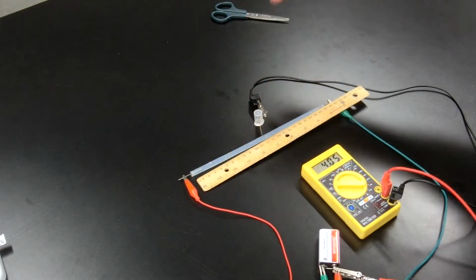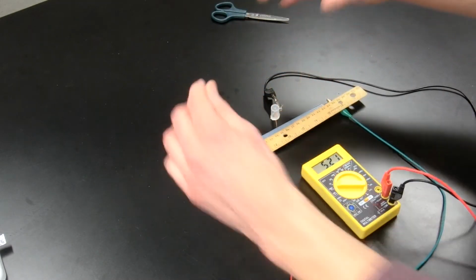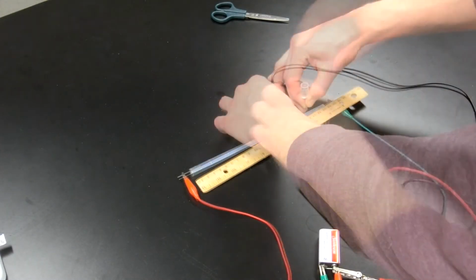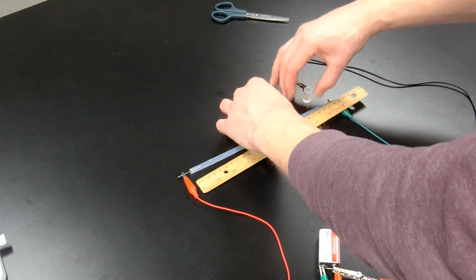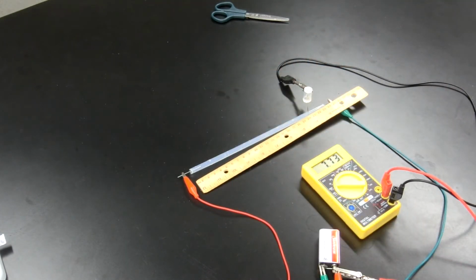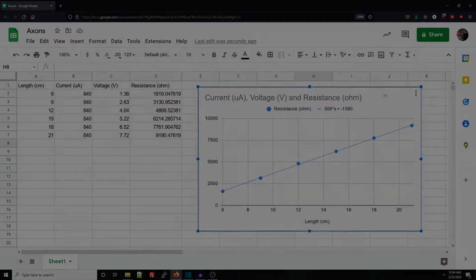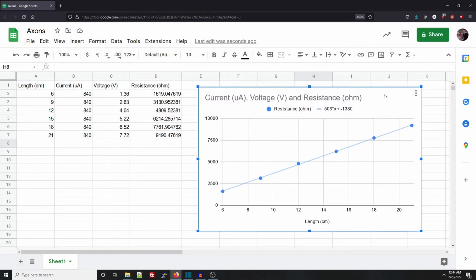You can see that the voltage difference between the positive end of the axon and the needle probe increases as you move along the length of the axon, showing that the resistance increases as well. By measuring the cross-sectional area of the axon and using the measured resistances and lengths, the resistivity of our simulated axon can be determined. Conductivity of a material is just the inverse of its resistivity.